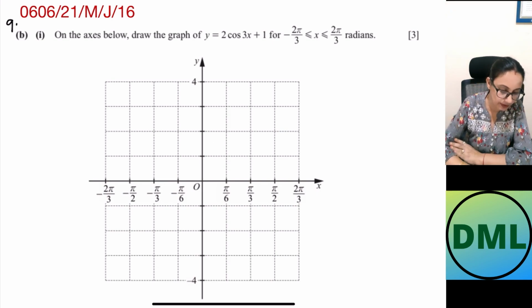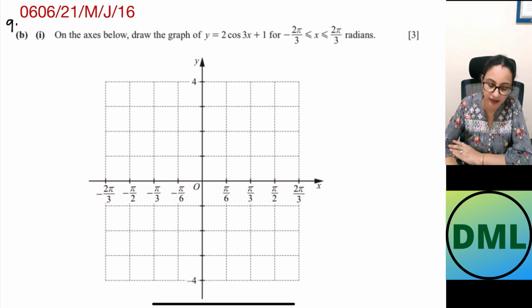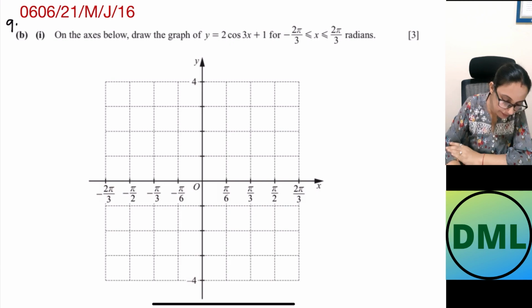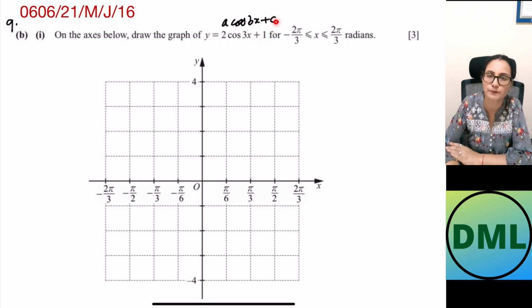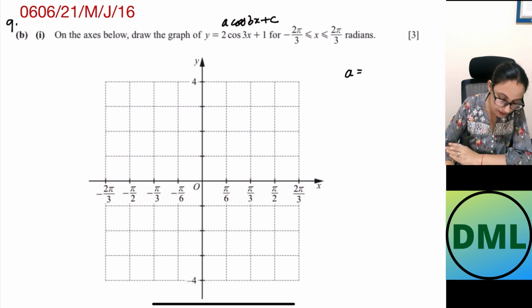Let's compare our graph with our basic cos graph. The basic cos graph is given by a cos bx plus c. If I compare that, the value for a is 2, the value for b is 3 and the value for c is positive 1. Let's write down all the values here. So a is equal to 2, b is equal to 3 and c is equal to plus 1. What is our a? A is our amplitude.